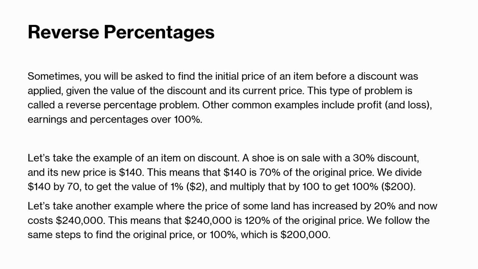Let's take another example. This time the price of a piece of land has increased by 20%, and now it costs $240,000. This means that $240,000 is 120% of the original price, 100 plus the 20% increase. We follow the same steps, so we do the 240,000 divided by 120 to get the value of 1%, then multiply that by 100 to get the value at the original price at 100%, which would give us 200,000.